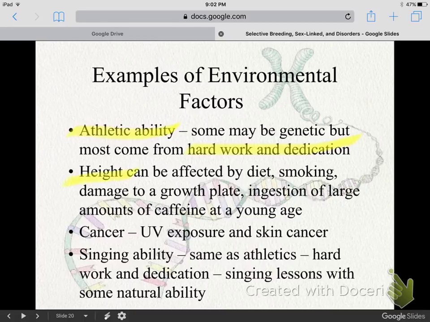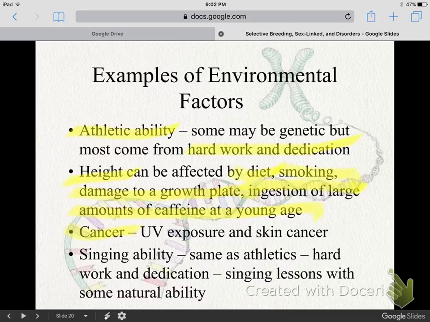The next one is height. Height can be affected, of course, by genetics. You get your height from mom and dad. But also you can do things that affect your height. So environmental factors affect it. What you eat. If you're not getting enough nutrition to grow, that could be a problem. Smoking will affect your height. Damage to a growth plate. So if you are playing a sport and you damage a growth plate when you're younger, that can cause you to be shorter than what you're supposed to be. If you have a large amount of caffeine that you take in at a young age, that can stunt your growth as well.